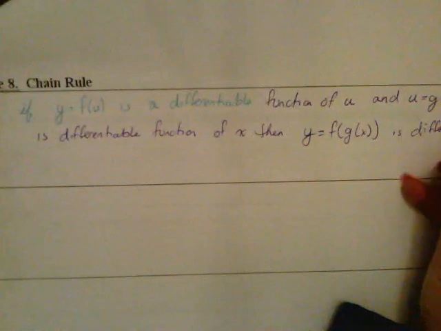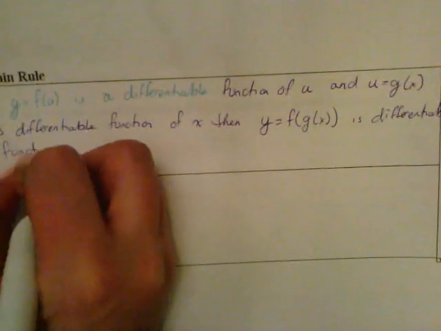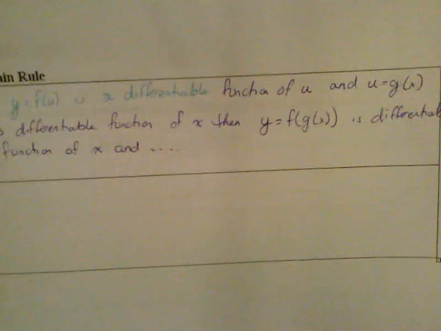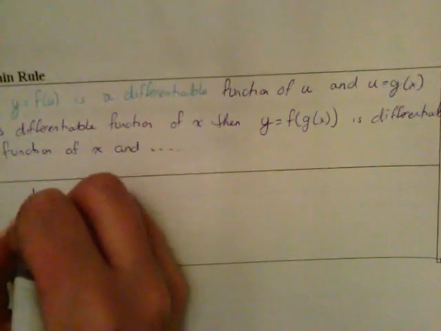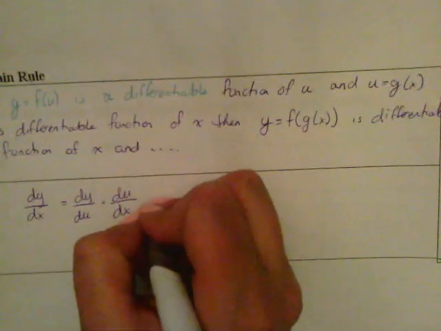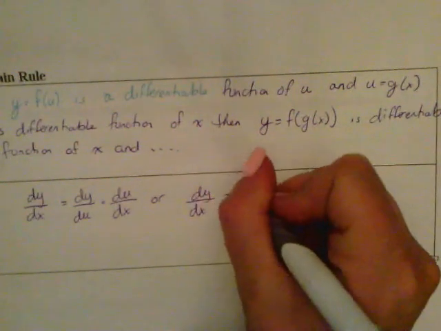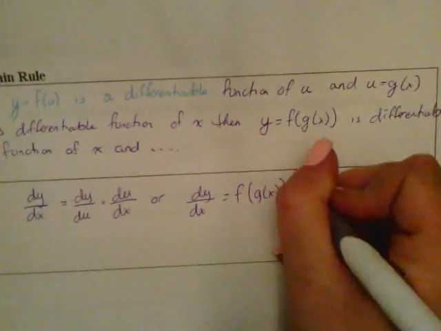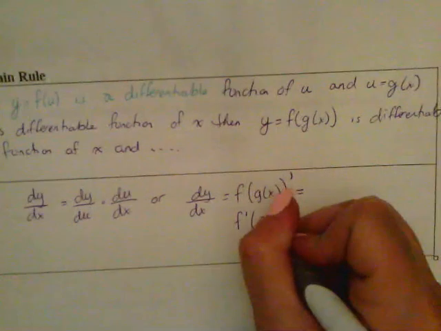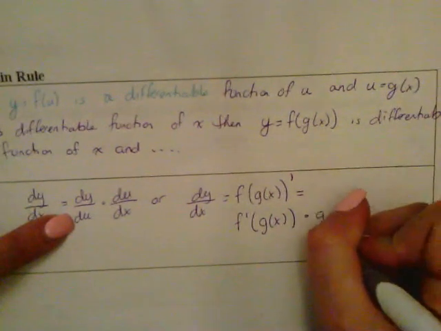is a differentiable function of x and the following. So basically the idea is that dy dx is going to be equal to dy du times du dx, right? Or another way we can say it is dy dx is equal to the derivative of the composite function, which is equal to the derivative of the outside guy, so the derivative of the outside with the inside intact times the derivative of the inside.